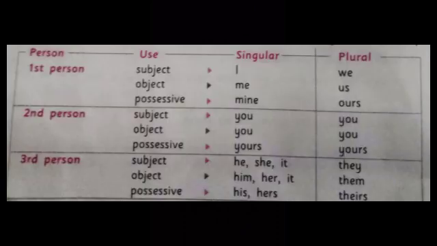The birds are flying. They are flying to their nest. Here, in the second part of the sentence, instead of the birds, we used they. They becomes the pronoun. Here, their becomes possessive pronoun. Here is a table to understand the three persons clearly: first person, second person, and third person.